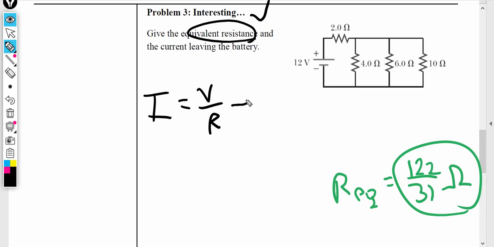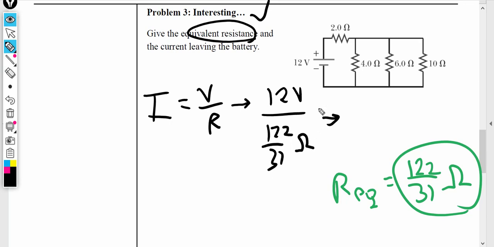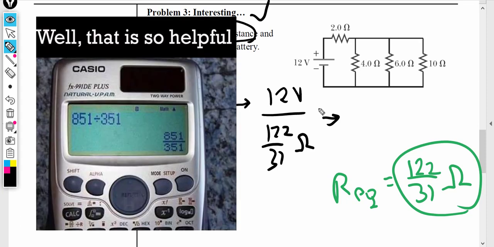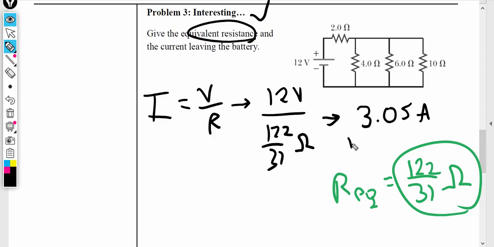Now we're going to find the current leaving the battery. That's going to be the 12 volts over the 122 over 31 ohms. Putting that in your calculator, and again, I leave it to the listener to confirm that, I'm going to round to the nearest hundredth, and I get 3.05 amps leaving the battery.